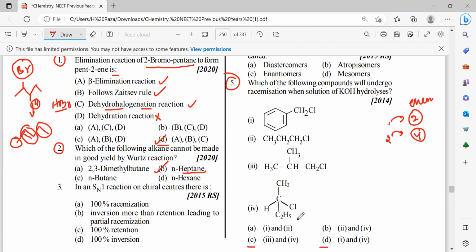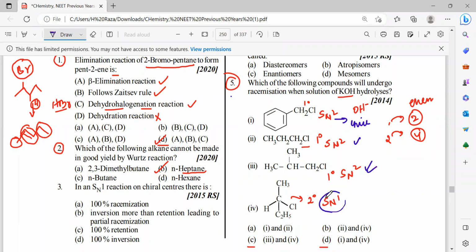C for cat? Okay, see, this is your KOH in which OH minus is the nucleophile. This is your 1 degree, so it will go for SN2. This is also 1 degree, so it will also go for SN2. This is also 1 degree, SN2, and this is your 3 degree, 2 degree, so it will go for SN1. What I want to say is that, if you remember, I told you in the previous class that SN2 has inversion. All SN2 is inversion of configuration, and SN1 has racemization. Partial racemization will take place. So only this option is correct.